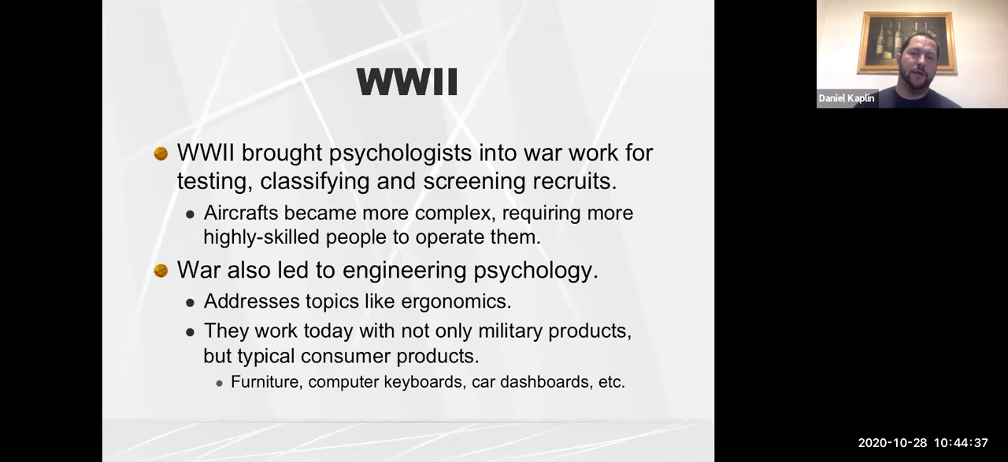And as military products became increasingly developed, there were topics like ergonomics that became important. So not only do you want equipment, but you want equipment that's tailored to the person and comfortable. Now, when you think about engineering psychology and ergonomics, it's not just the military today, right? There are many areas where ergonomics matter. Furniture. So when you think of chairs and how they're shaped, they might receive consultation about comfort and the psychology around it. Keyboards, dashboards, etc., all involve engineering psychology.